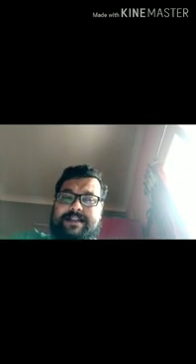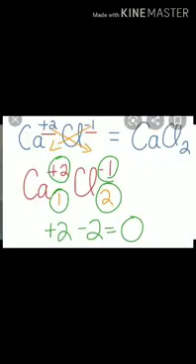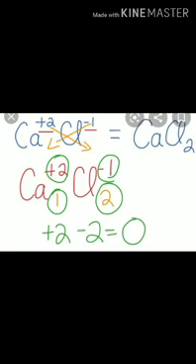Here we will see calcium chloride, where calcium has valency 2 and chlorine has valency 1. Then, in exchange of their valencies, the chlorine valency 1 goes to the Ca position, and the calcium valency 2 goes to the chlorine, so the formula is CaCl2.